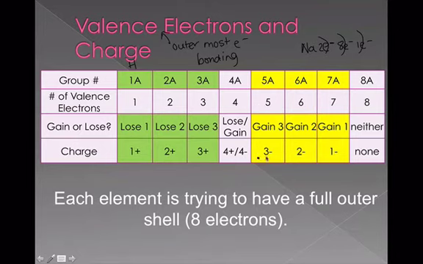Make sure you write this down so that you know what's going on, and we'll deal more with this later on. But you need to focus on the idea that valence electrons are your outer electrons and that each element is trying to have a full outer shell.